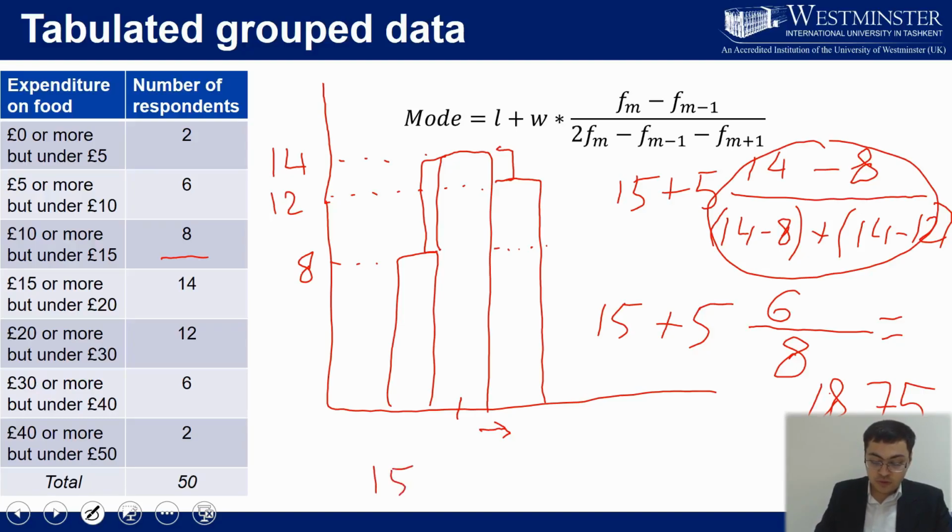The modal group was between 15 and 20, so the center point is 17.5, but the mode is actually much closer to the post-modal group because its frequency is a bit higher than the pre-modal group. As a result, the mode for this example is going to be 18.75.